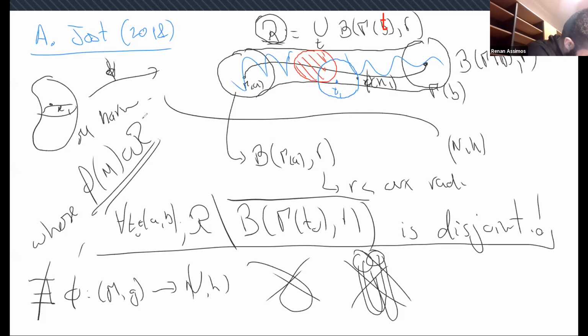Oh, I'm sorry, the drawing is very bad. Let me undo this drawing. Okay, that was a bit better. So there will be a point t1 here such that my ball touches phi of x1 exactly on the boundary. This blue ball is B(gamma(t1), R). So essentially I have this point x1 on the boundary of this ball.